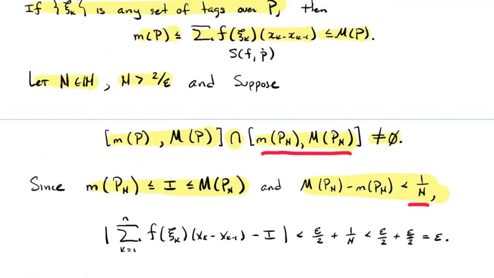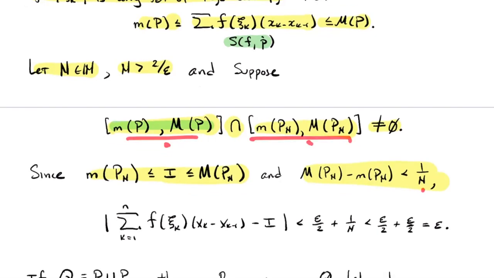I'm going to scroll back so I can see it. Our Riemann sum belongs to this interval, and the width of that interval is no more than epsilon over 2. Okay, and we're supposing that we have some number in both of these things. So our Riemann sum is within epsilon over 2 of that number, and I is within 1 over n of that number. Okay, so by the triangle inequality then, our Riemann sum and I can be no more than epsilon over 2 plus 1 over n.